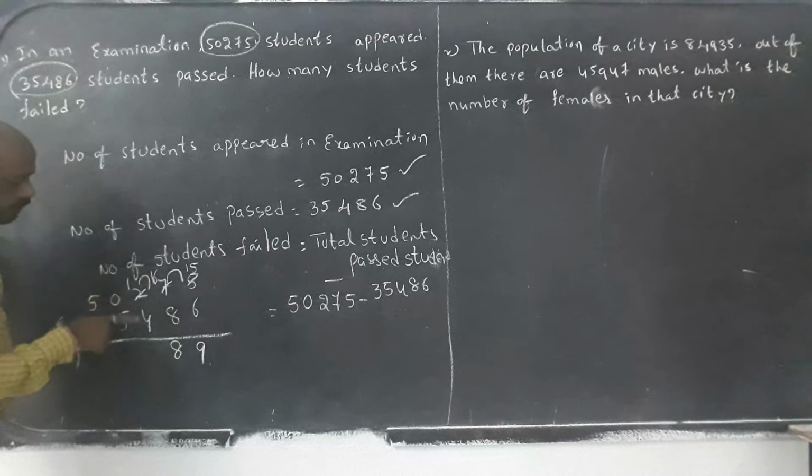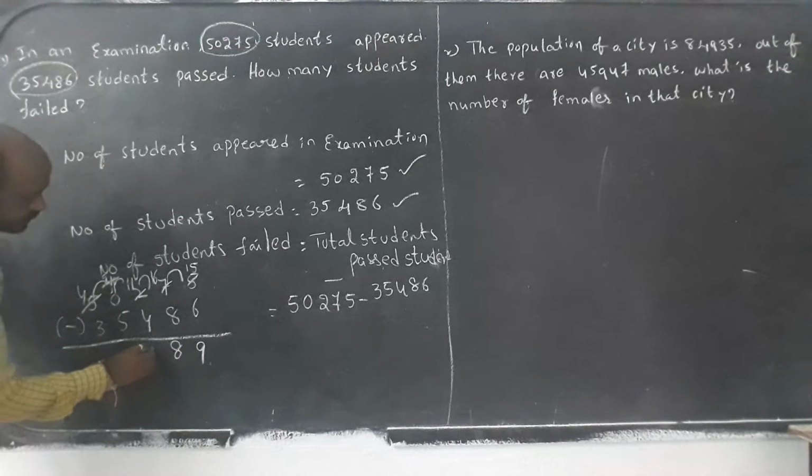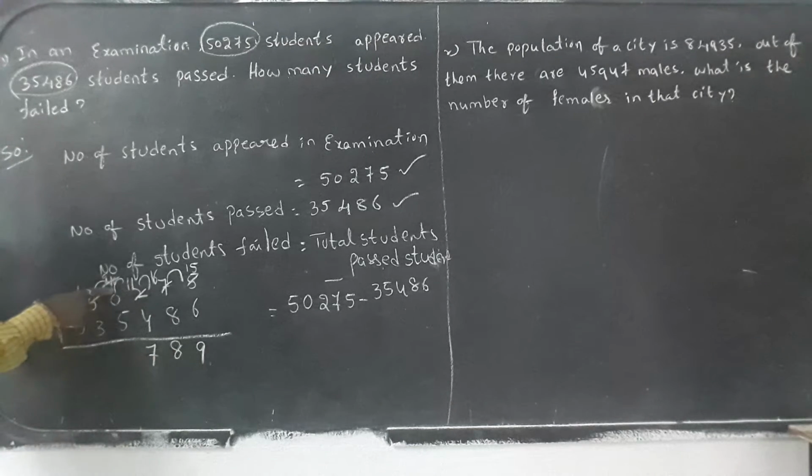In 1, we can't remove 4, so we take a borrow from the number before. The number before is a 0, so again we have to take it from the number before. 5 becomes a 4, and it will be a borrow of 10. Again we borrow from here to here, that's why 10 becomes a 9. 1 becomes 11. 11 minus 4 will be 7. Then 9 minus 5 is 4. 4 minus 3 is 1.